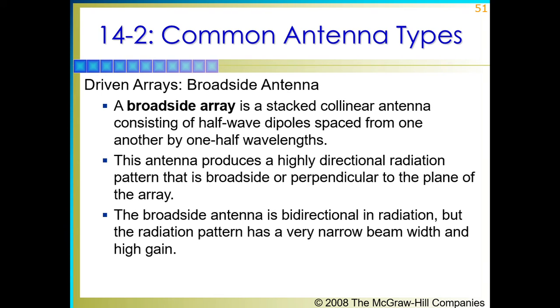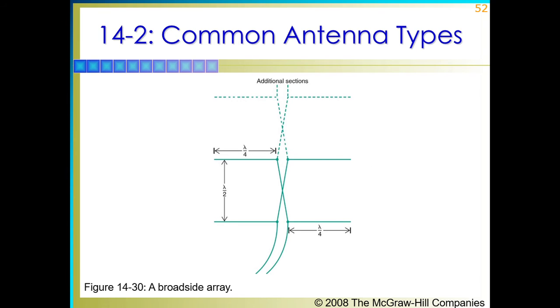A broadside array is a stacked collinear antenna consisting of half-wave dipoles spaced from one another by one-half wavelengths. It has its intended directionality at right angles to the array direction. The figure shows a broadside array. The broadside antenna is bidirectional in radiation, but the radiation pattern has a very narrow beam width and high gain. This antenna produces a highly directional radiation pattern that is broadside or perpendicular to the plane of the array.